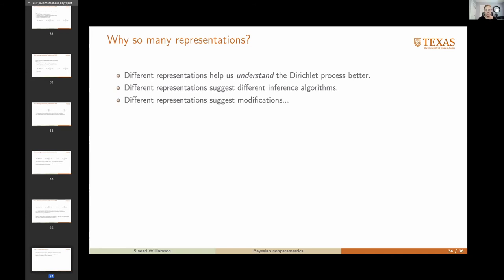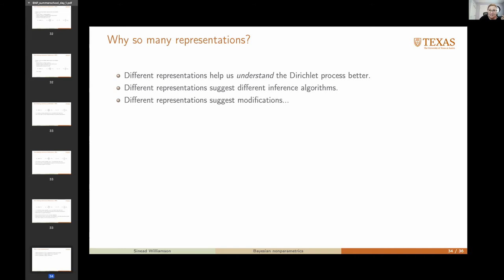If you get into this, these also suggest different ways of doing inference. Like I said, I'm not going to get into the inference now, but I will discuss a little bit about inference tools on Friday. But I feel more importantly, it teaches you ways of modifying them.